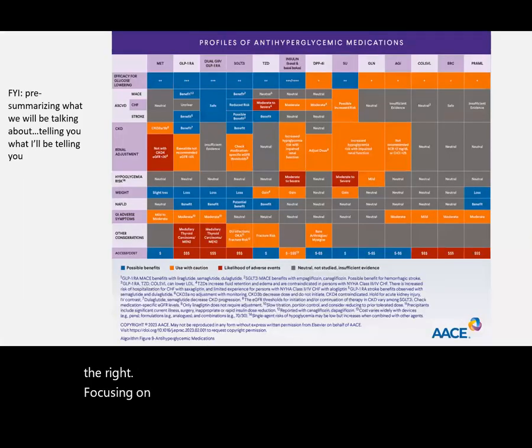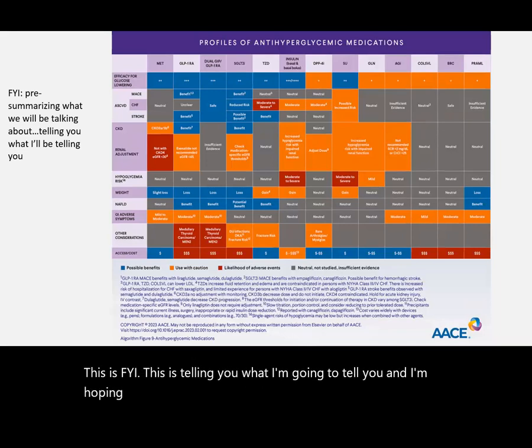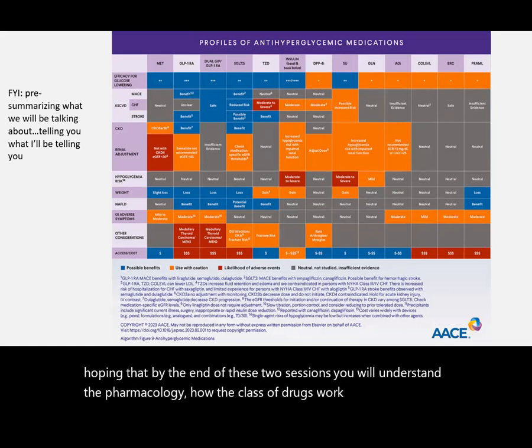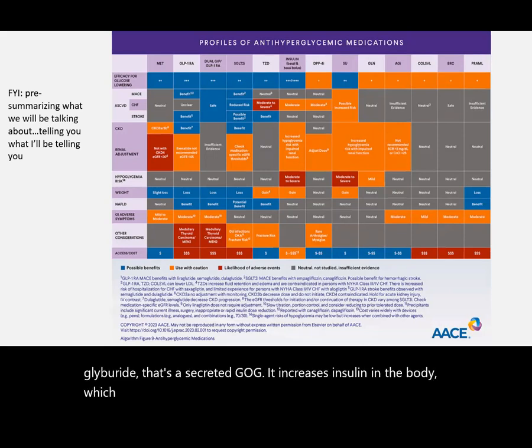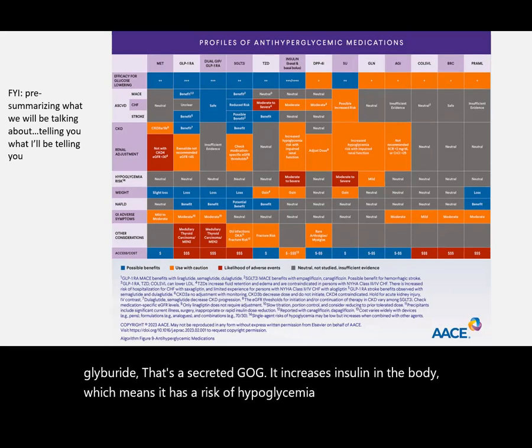This is FYI. This is telling you what I'm going to tell you. And I'm hoping that by the end of these 2 sessions, you will understand the pharmacology, how the class of drugs works so well that you won't ever need a chart like this. You'll be able to say, oh, glyburide, that's a secretagogue. It increases insulin in the body, which means it has a risk of hypoglycemia, a risk of weight gain.